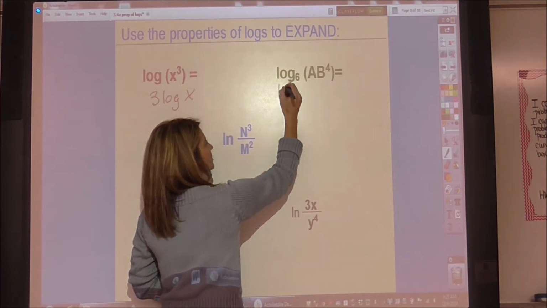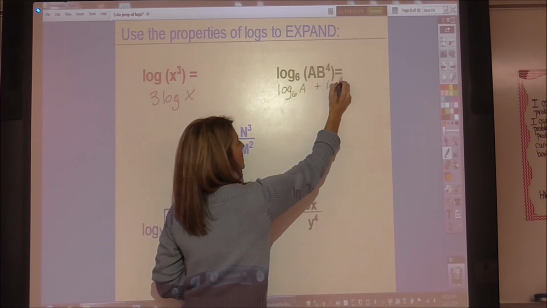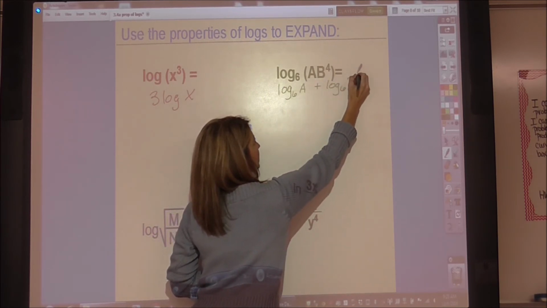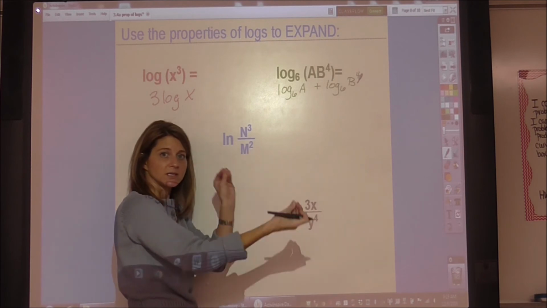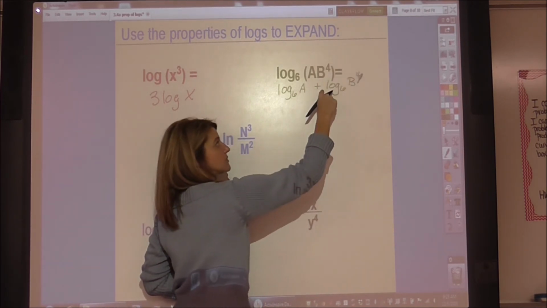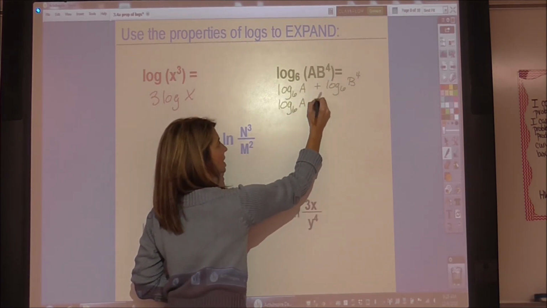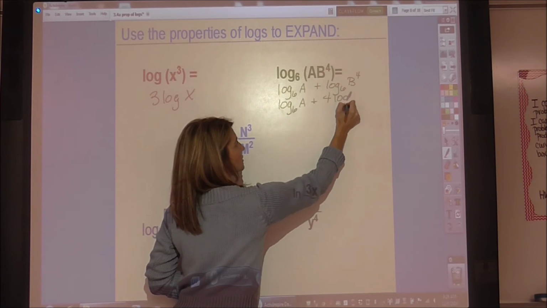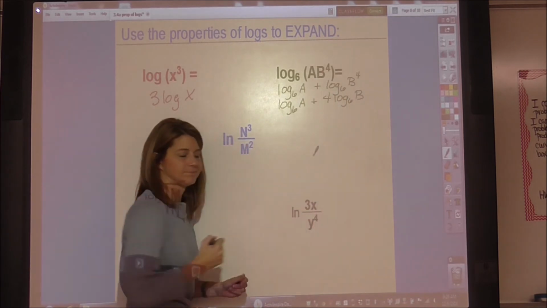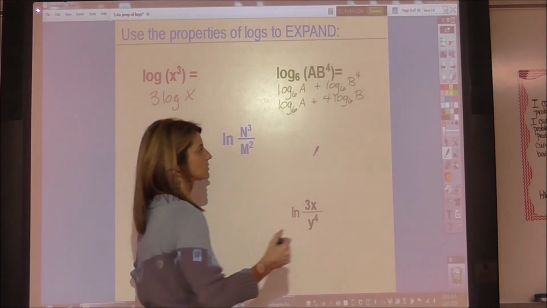So I guess if I do it in 2 steps, I have log base 6 of a plus log base 6 of b to the 4th. I split apart that multiplying by addition. Now this 4 comes in front of the b one only. Log base 6 of a plus 4 times log base 6 of b. How'd you do on that one?